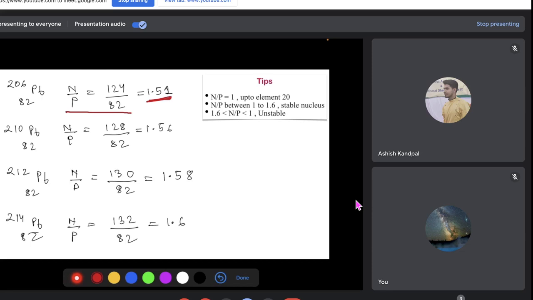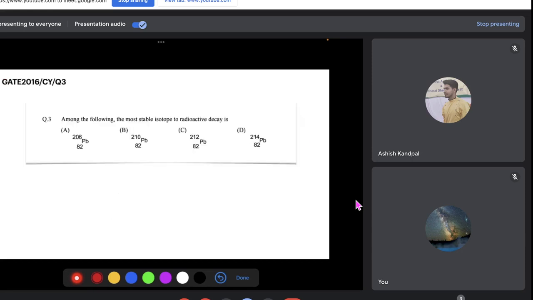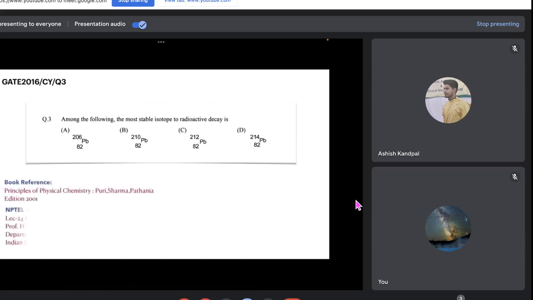So what we need to check is that the N upon P ratio of the given isotope should be closer to, or in between, 1 to 1.6. They are actually all in between 1 and 1.6, but the one closer to 1 will be the most stable one. So here you can see that the isotope closest to 1 is the first one. So among the following, the most stable isotope to radioactive decay will be option number A.